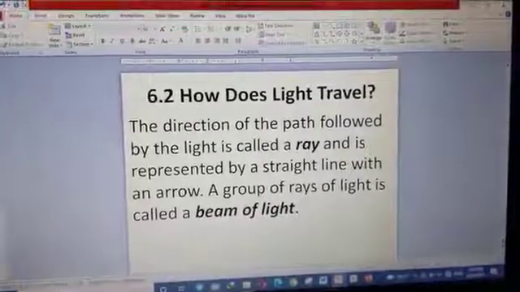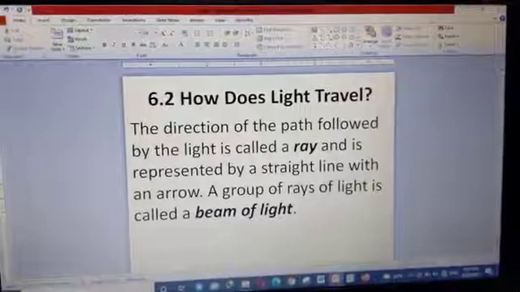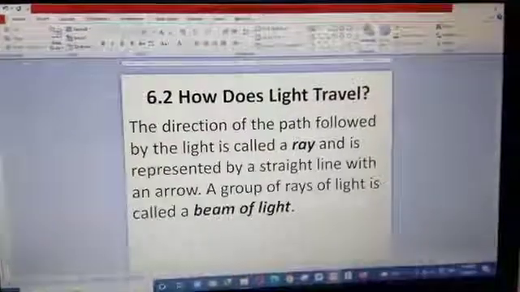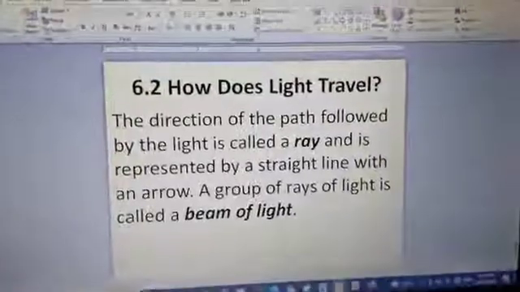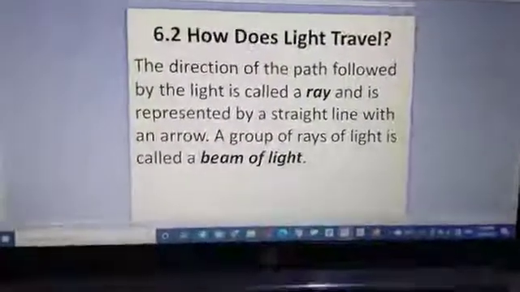6.2 How does light travel? The direction of the path followed by light is called a ray and is represented by a straight line with an arrow. A group of rays of light is called a beam of light.